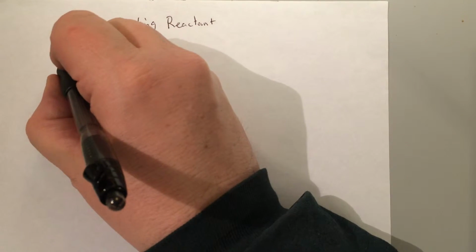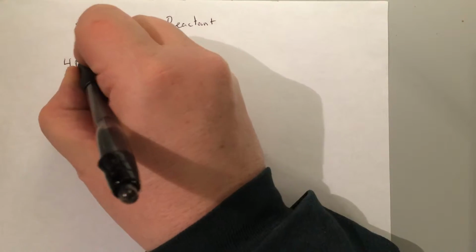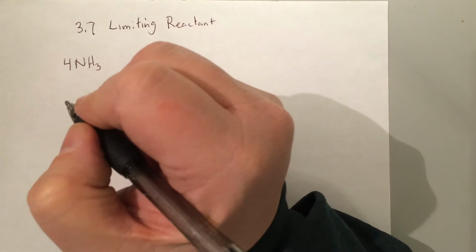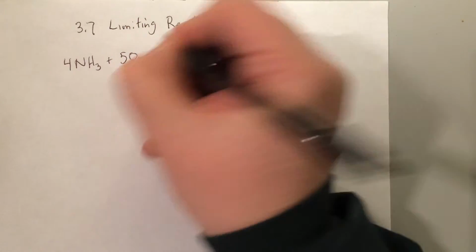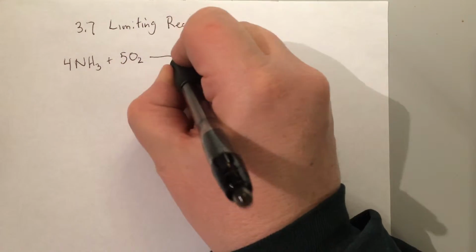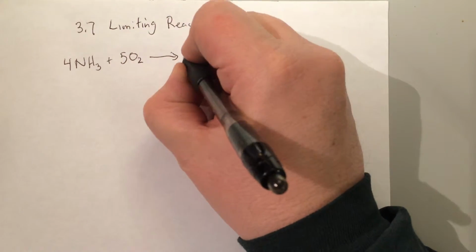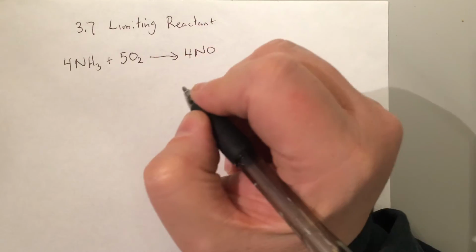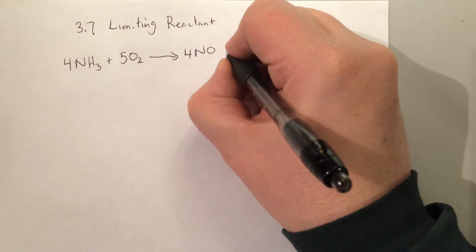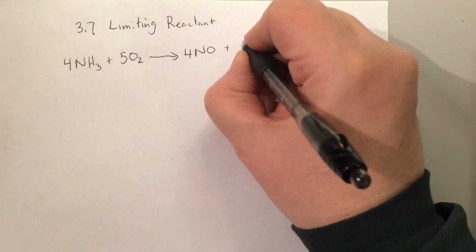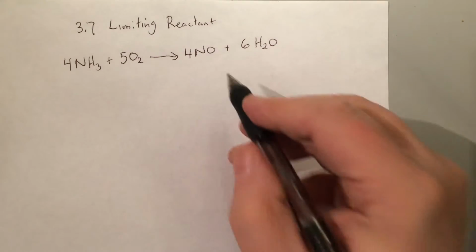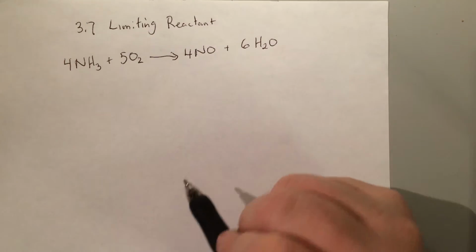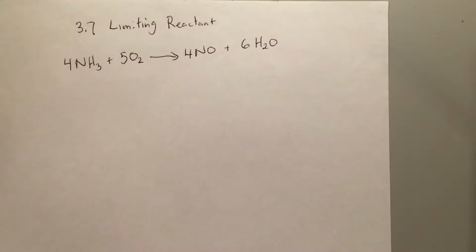So here's a balanced equation. I've got 4 moles of ammonia, and 5 moles of oxygen gas reacting together to give you 4 moles of nitrogen oxide plus 6 moles of water. It's actually nitrogen monoxide, but it's nitrogen and oxygen. So here's the balanced equation.